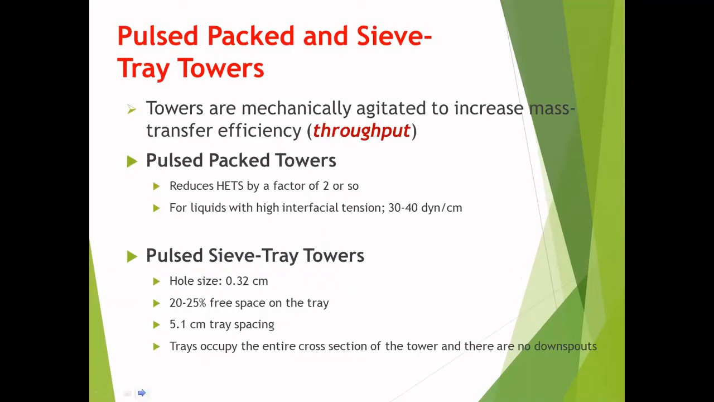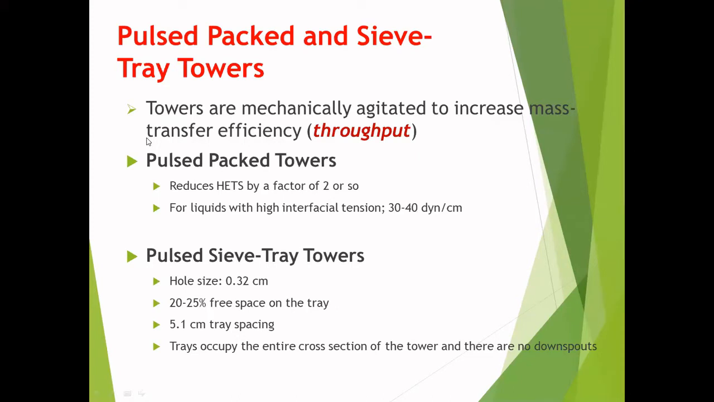Now for pulse packed and sieve tray towers, they are actually mechanically agitated. Mechanical agitation is used so that the material processed inside the equipment is ensured to be uniform in consistency throughout the process. The main purpose also is to increase mass transfer efficiency, which has something to do with throughput. The throughput has something to do with the amount recovered of the component of interest based on the amount that was processed. So if we have mechanical or some form of agitation in our columns or extraction tower, that will increase the mass transfer efficiency.